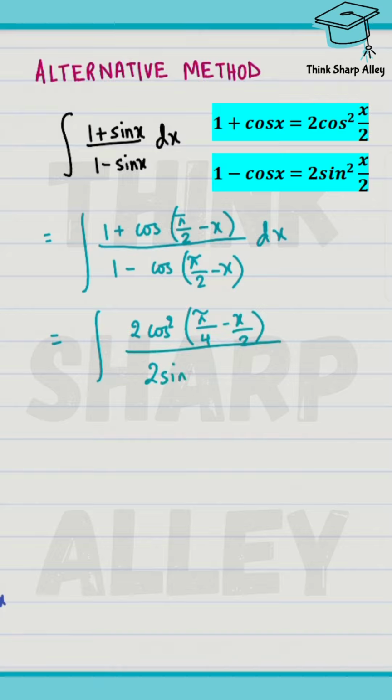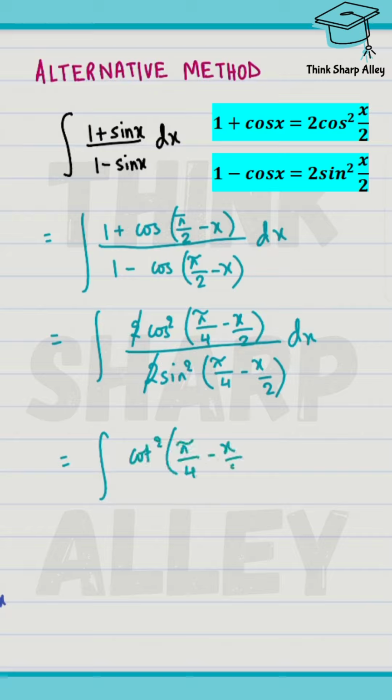So we have got pi by 4 minus x by 2. So we get cot square. Now integrating cot square directly is not possible, so we use another square law over here to change it into cosec square. So we are getting cosec square minus 1.